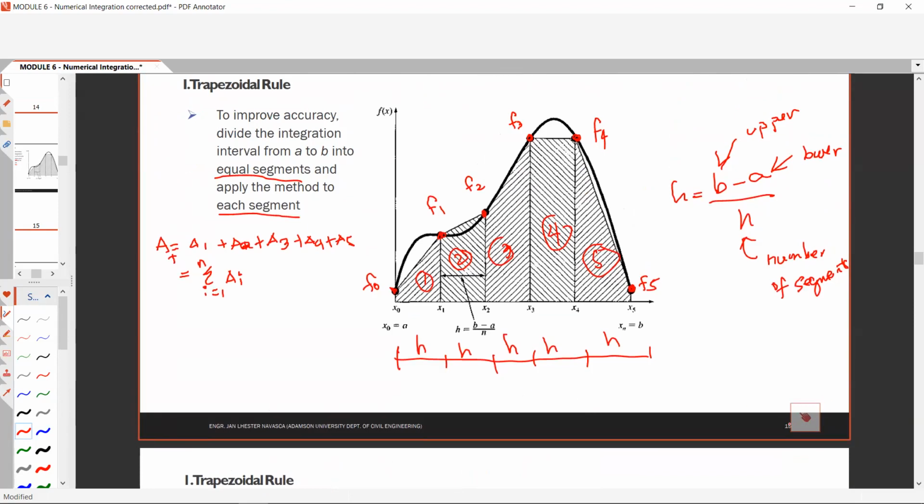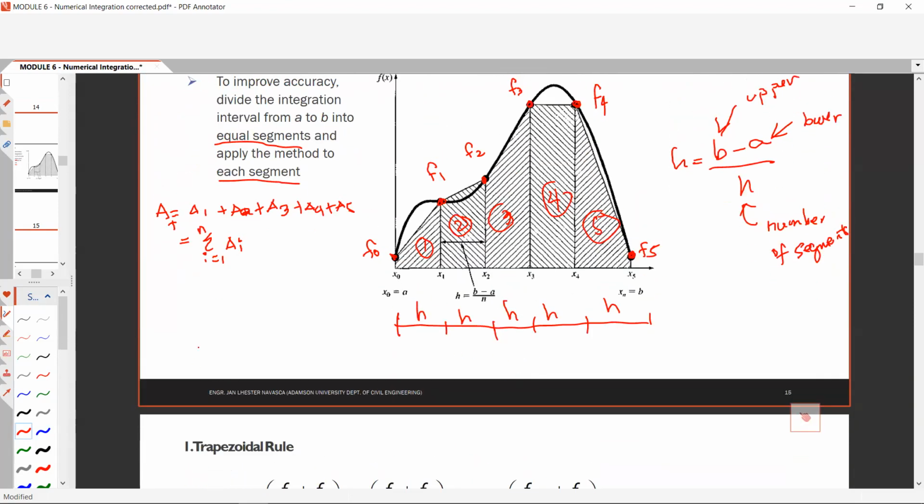Okay, I should have written this down, so let me write it again here. We have f of 0 plus f of 1 over 2 times h, plus f of 1 plus f of 2 over 2 times h, plus f of 2 plus f of 3 times h over 2, plus f of 3 plus f of 4 times h over 2, and lastly, f of 4 plus f of 5 times h over 2. This is all of our area.